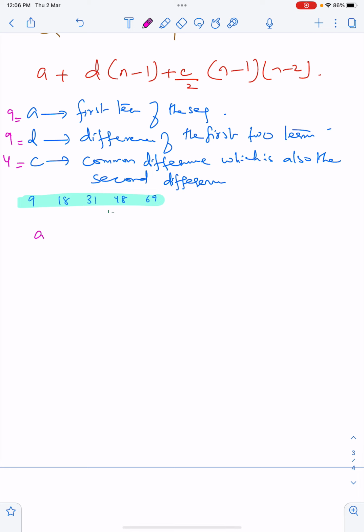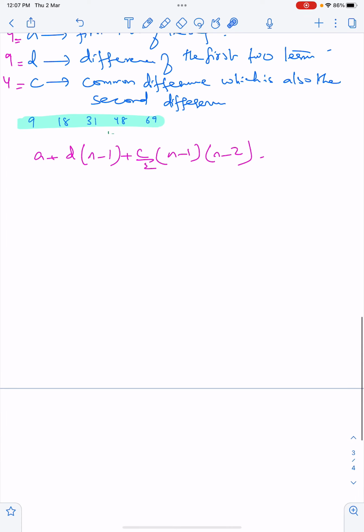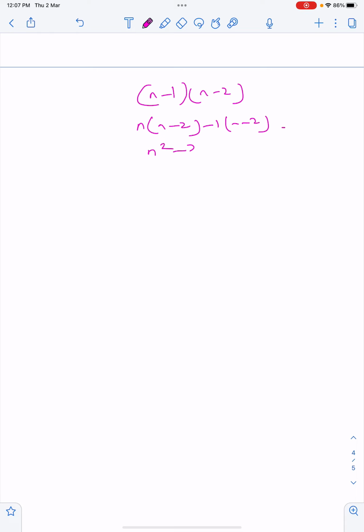I'm rewriting the formula: a plus d(n minus 1) plus c upon 2 (n minus 1)(n minus 2). One thing I want to tell you is that when we multiply n minus 1 by n minus 2, so n into n minus 2 minus 1 into n minus 2, we get n square minus 3n plus 2. So if you want, you can replace (n minus 1)(n minus 2) by this also.